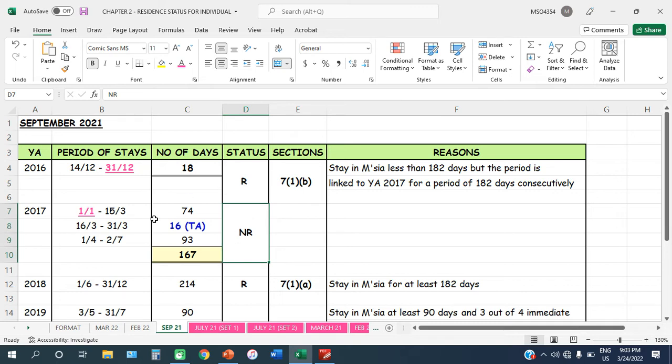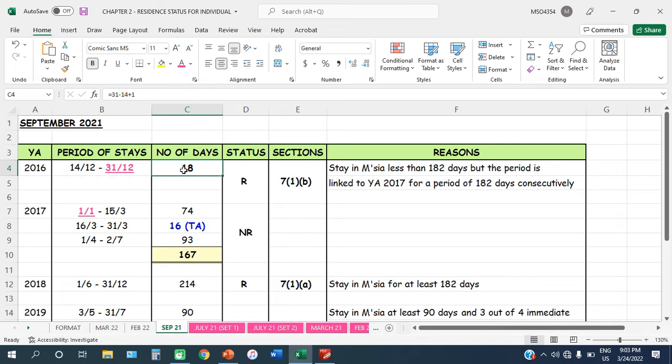Next, let's determine the status. Start with A, Section 7, Section 1A. Do we have at least 183? No, isn't it? Can we use link 1B? First condition, do we have at least 1 day physically present in January? Definitely more than 1 day. Now reverse back to 2016. Do we have 31st December? Yes, we do. But look at the period, guys. How many days? Just 18 days. Not enough, I want 182. So we cancel link 1B. We cannot use link 1B.